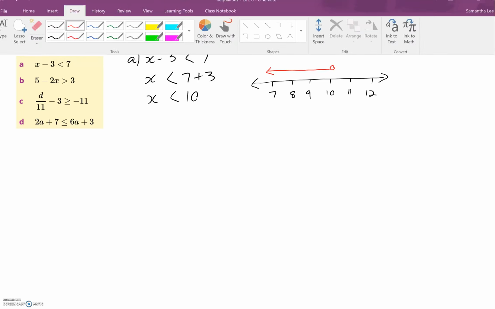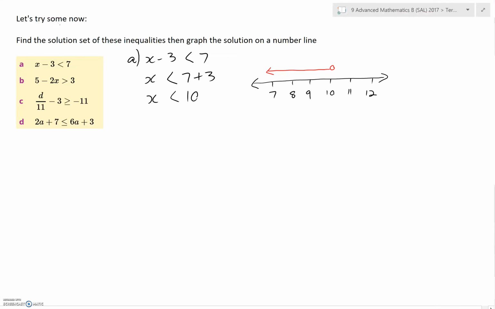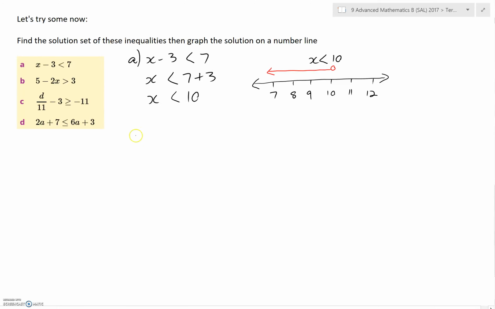So that is it, plotted on the line. Now, the last thing I should be doing though is actually writing the name of my inequality on there. Really what you're doing is graphing, and remember whenever we do a graph of an equation, we would actually write the equation on there, labeling as well. So it's no different here. So that is it. That is the answer for A. We've solved it and we've plotted it. Let's do the next one.